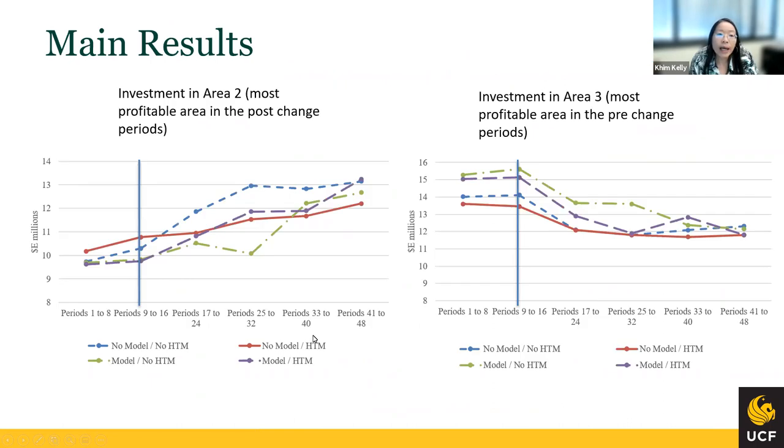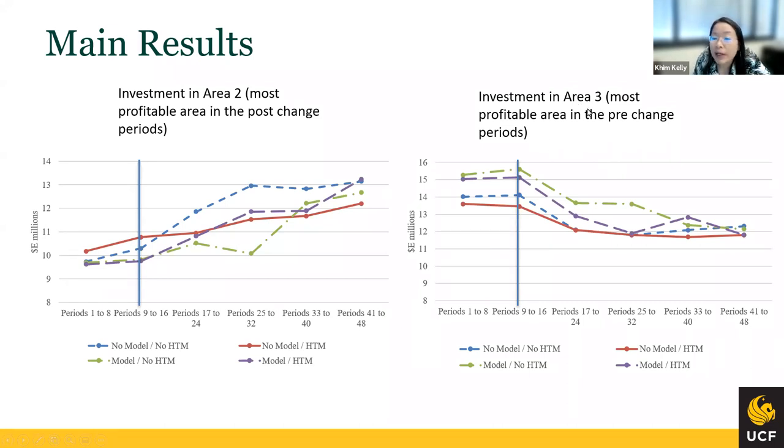All right, results, that's what you're interested in, right? A lot of stuff, but I'm going to walk you through. Remember, investment in area three is the most profitable area in the pre-change period. It changes to area two in the post-change period. Those lines are the investments. We average it out in chunks of eight blocks just to make it easier on the eyes. The blue line depicts the pre-change period to the left of it, and the post-change period to the right of it.